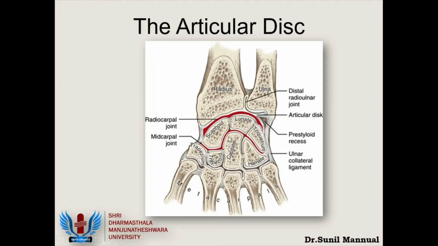The radial deviation is limited because of the styloid process. We also see that the distal end of the radial styloid process is distal to the distal end of the ulnar styloid process. Therefore, our radial deviation is very limited. So beyond a certain level, you cannot go. But the articular disc ensures that we have a good amount of ulnar deviation, and that helps in some activities.